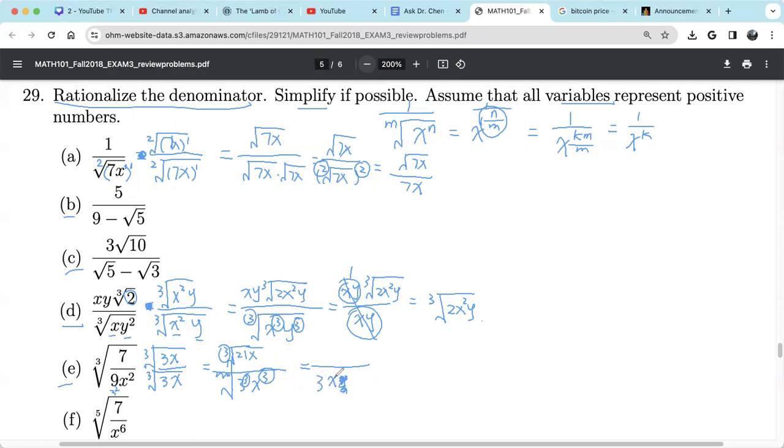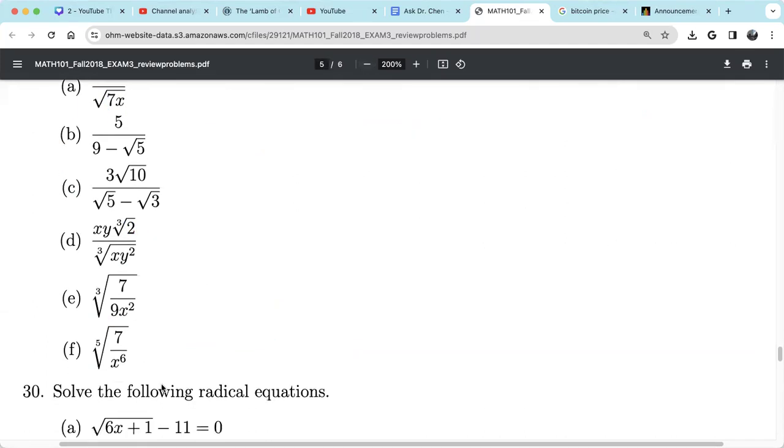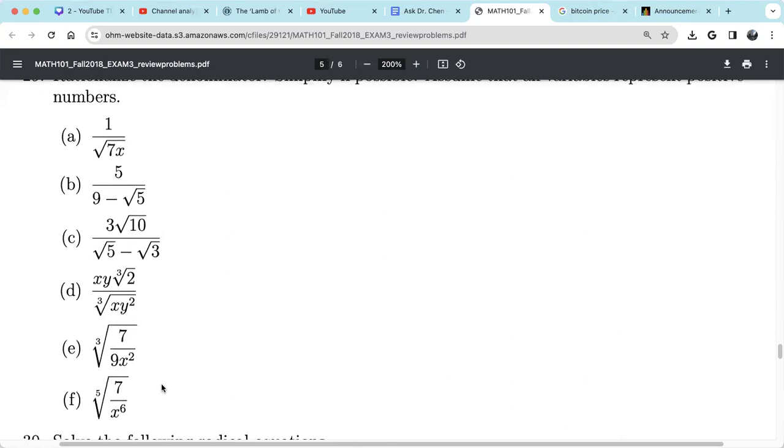Now the denominator is rationalized. I don't have radical forms in the denominator. So the numerator has cubic root of 21x. And that's it. Okay, so I have cubic root of 21x divided by 3x. So the only thing we care about is the denominator has no more radical signs. Let's see, F. Oh, F is the last one. After I finish F, I'm going to go back to B and C.